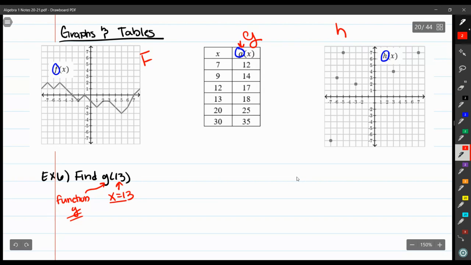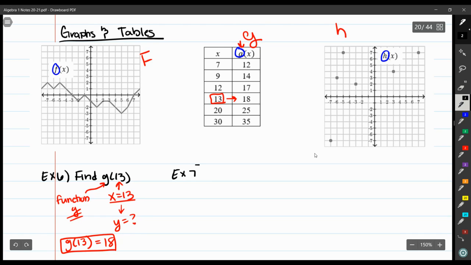Okay, so I have x equals 13. I want to know what y is. That's basically what this means. So on the x side of my G, I'm going to find 13, and the matching y value is 18. 13 is what they gave me, and 18 is my solution. So G of 13 equals 18. And that's it. Read your tables, read your graphs. Now let's try example 7. Let's do another one. For example 7, we're going to find f of negative 5.